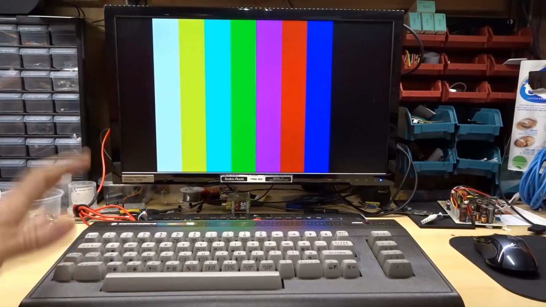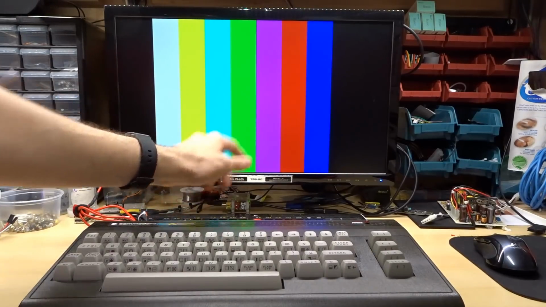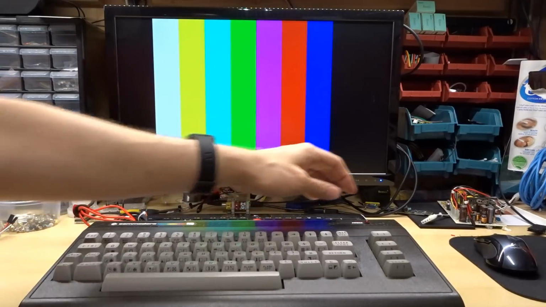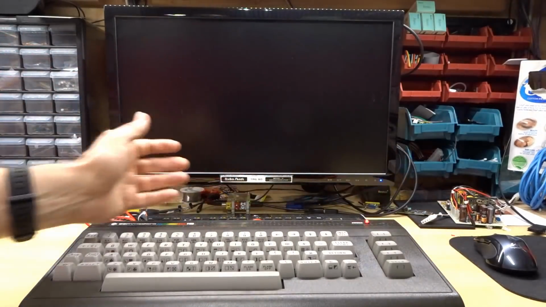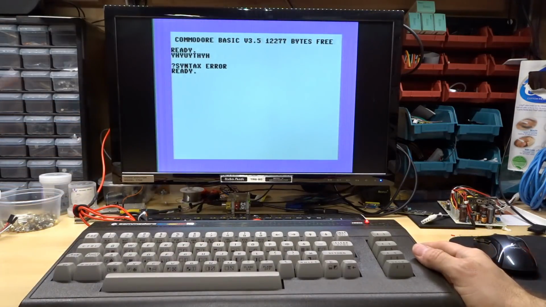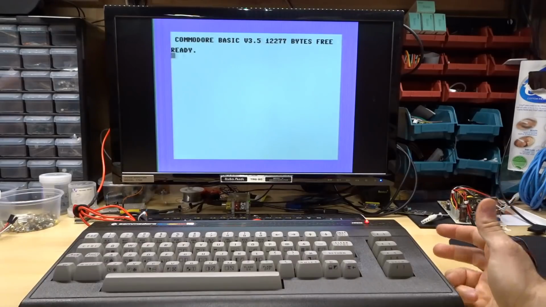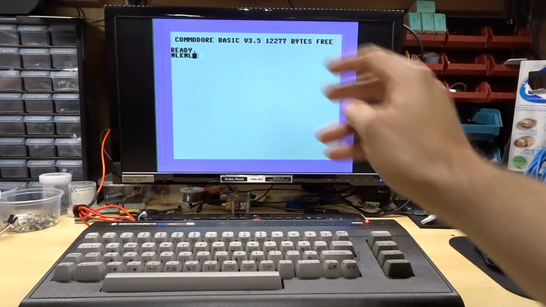Alright, here's my C16 hooked up to this HDMI monitor. I'm using a RetroTink 2X to do the video transcoding. So if I turn the computer on, it comes on as normal. Commodore 16 has a reset button on the side, and if I push this and let go, it just resets the machine. As you saw, it cleared the screen.